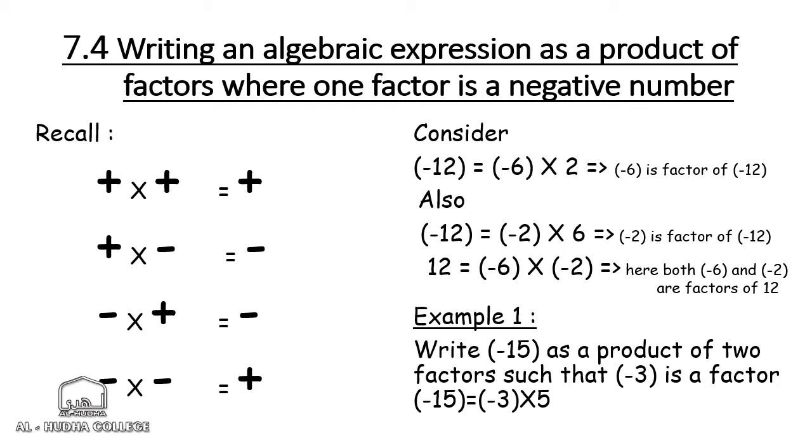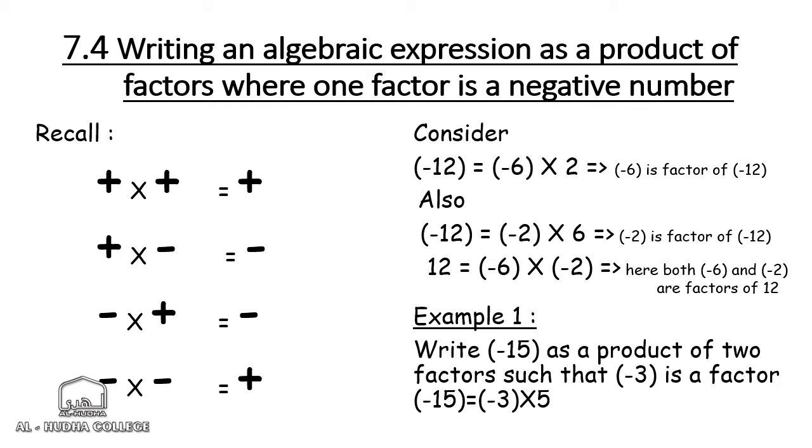So consider minus 12. Minus 12 can be written as minus 6 into 2. So minus 6 into 2, a negative value multiplied with a positive value, the answer is going to be a negative value. 2 into 6 is 12, so the answer is minus 12. So minus 12 can be written as minus 6 into 2. That means minus 6 is a factor of minus 12. That is obvious, since minus 6 into 2 is there.